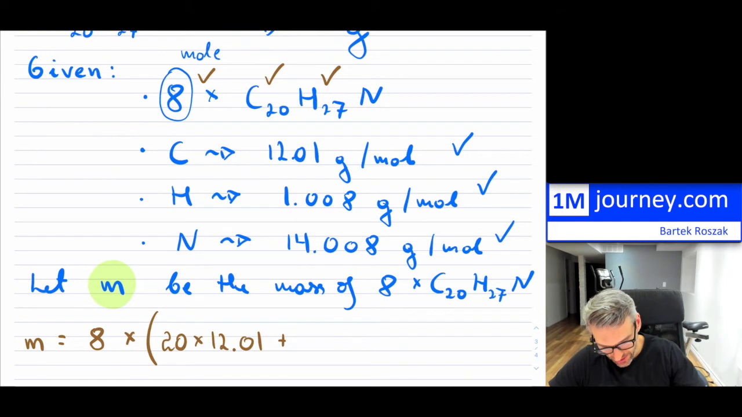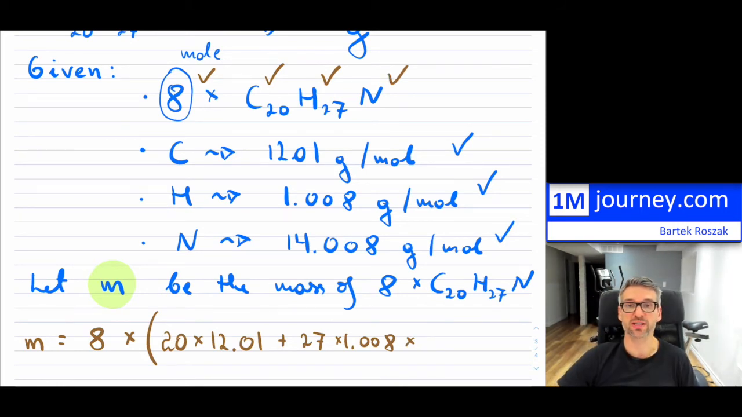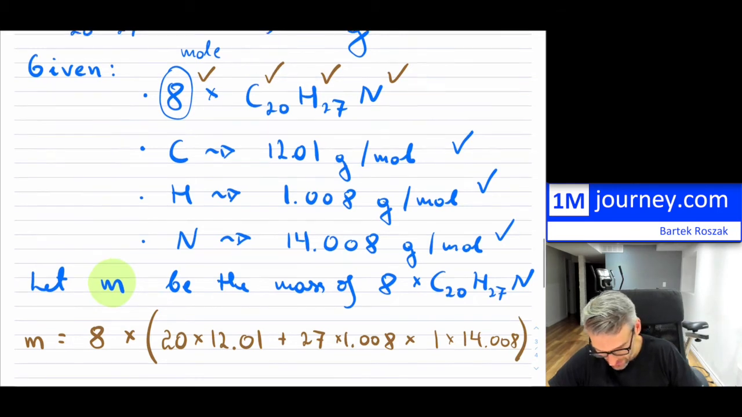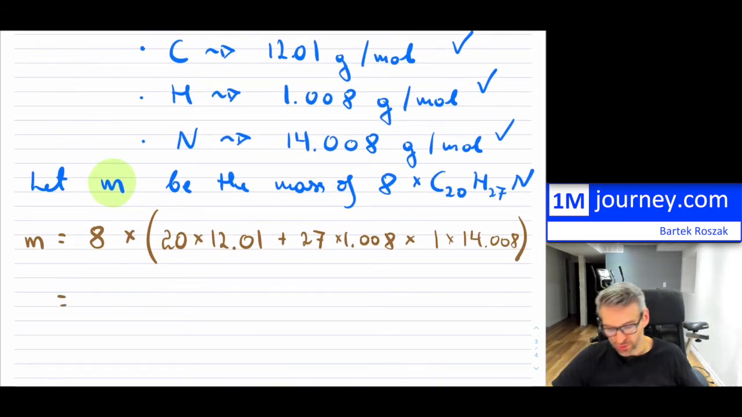How many of the hydrogens? 27. It's going to be that. And then how many of the nitrogens? Well, notice there's no subscript, which means there's only one. And that is 14.008. And now we can go ahead and compute these.